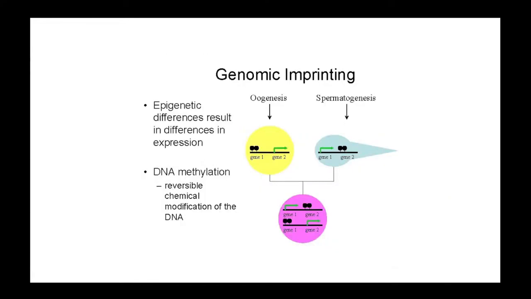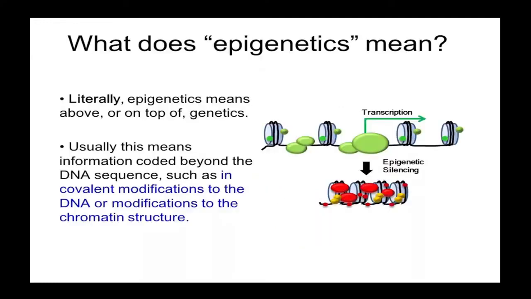So, genomic imprinting includes epigenetic differences that result in differences in expression and DNA methylation. This is a reversible chemical modification of DNA. Literally, epigenetic means above or on top of genetics. Usually this means information coded beyond the DNA sequence, such as covalent modification to the DNA or modification to the chromatin structure.